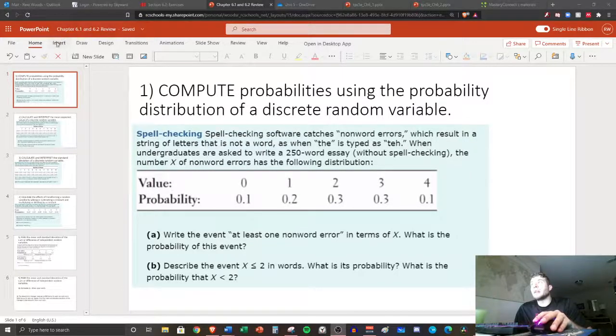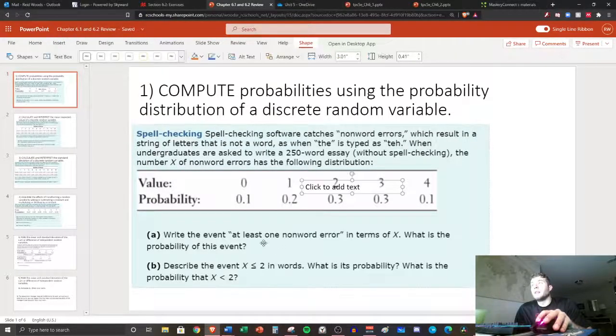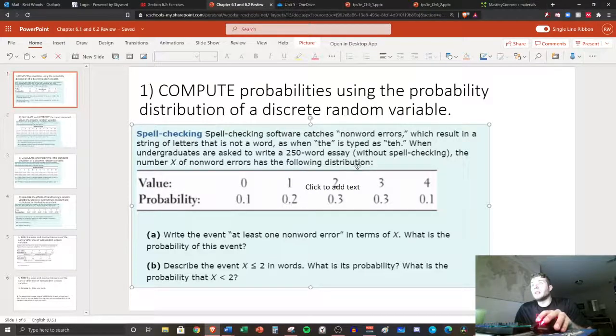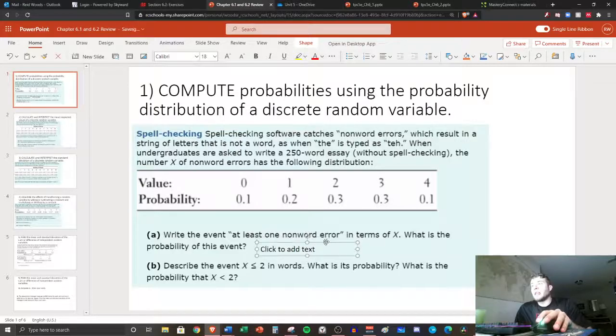So I'm going to use a text box here, and on your worksheet you can just write this down. We would say, at least one non-word error. Well, here's 1, 2, 3, 4. So we want X to be greater than or equal to, I think I can put in a symbol, I'm going to put it in the math type way, greater than or equal to 1.